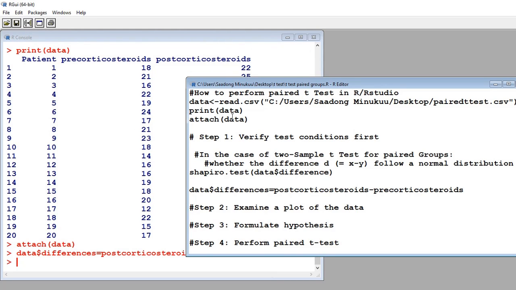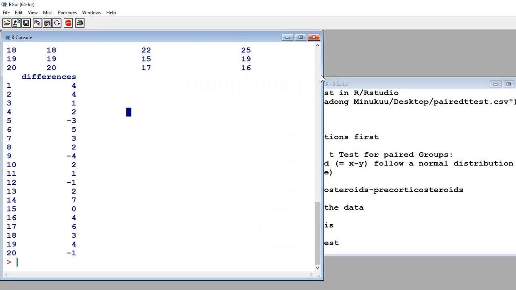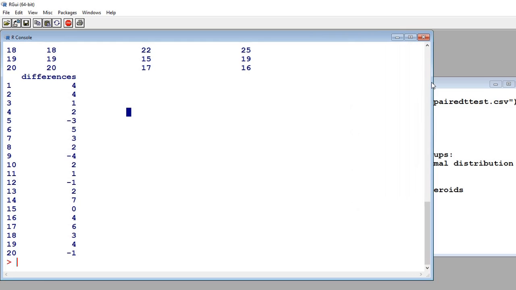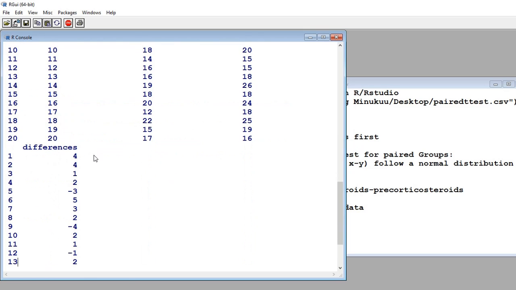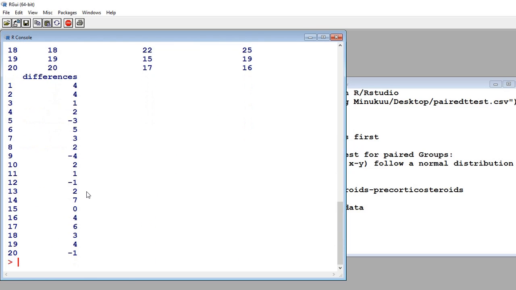okay, now let's print our data set once again, and you realize that a new variable has been created named differences. Look at it here. So we have the new variable created called differences. Okay, now this particular new variable that has been created, the condition is that this variable differences must follow a normal distribution, or at least its distribution must be more or less normal. It must follow the Gaussian law or distribution law to some extent.